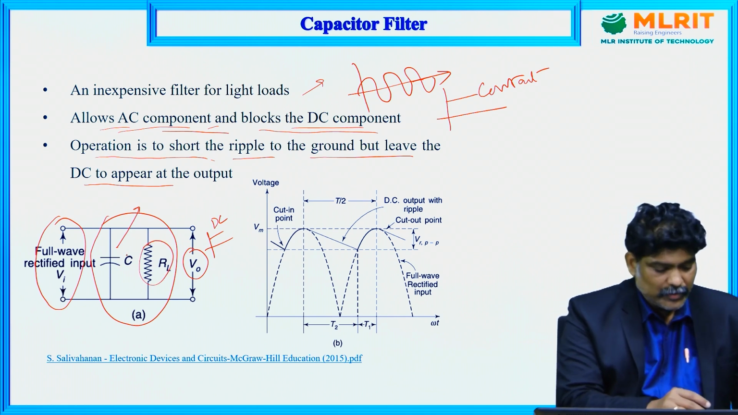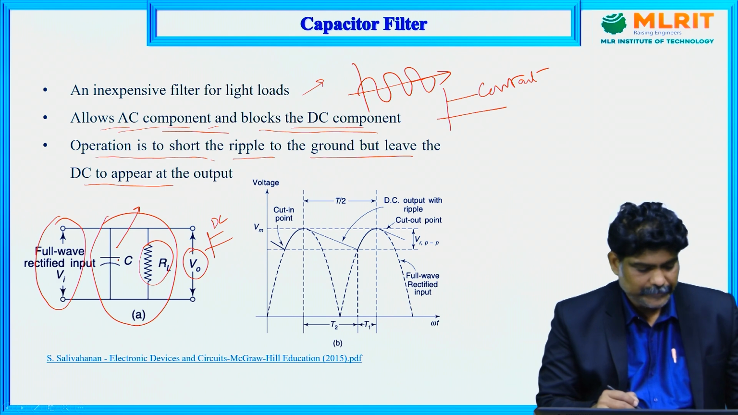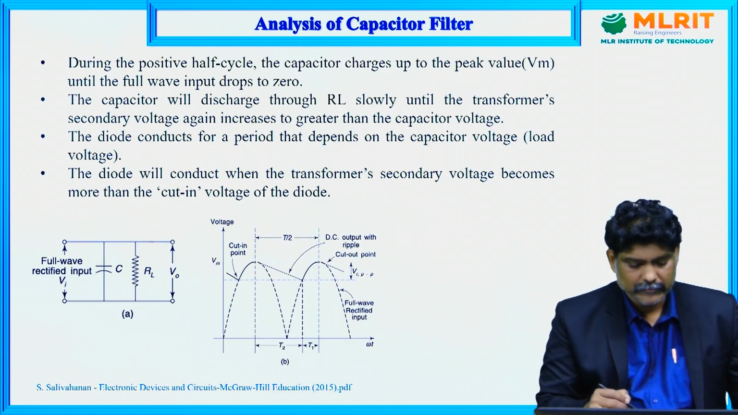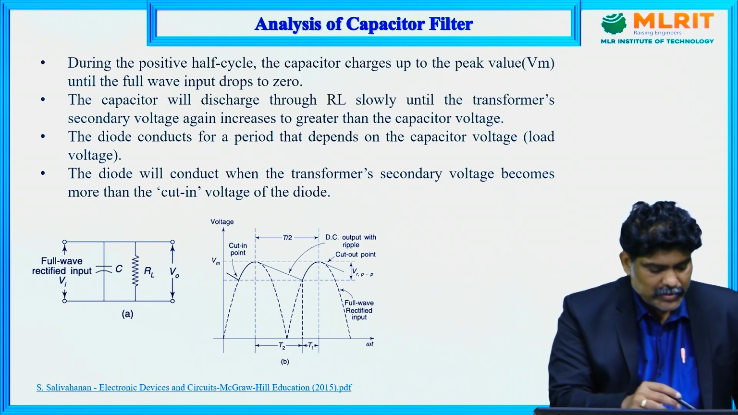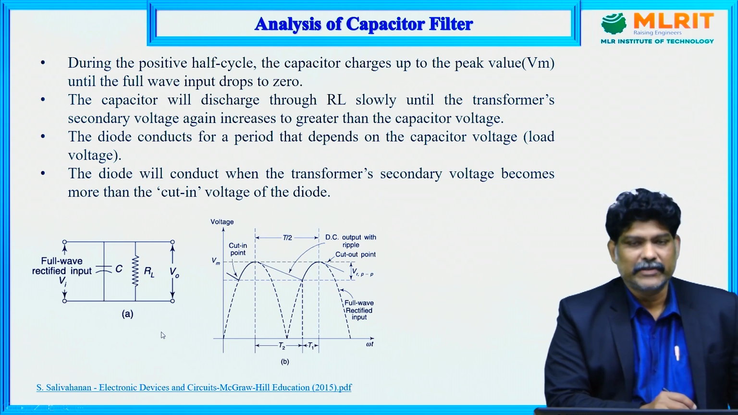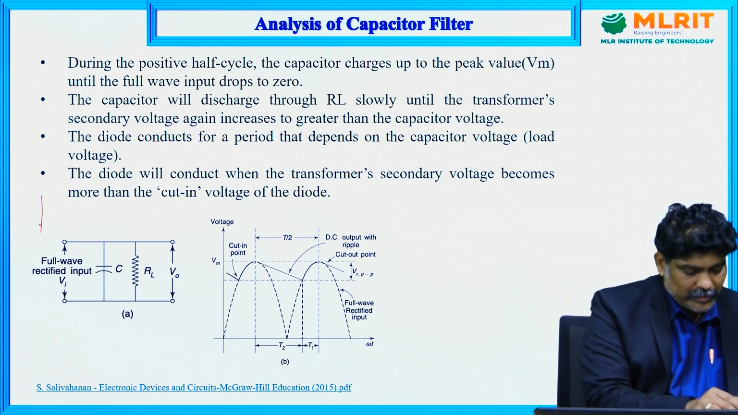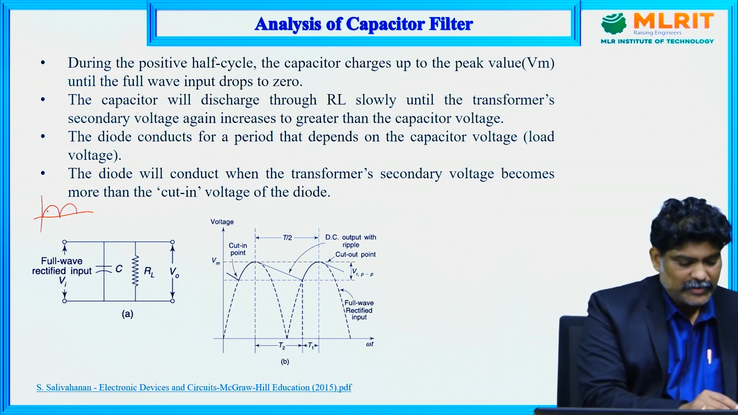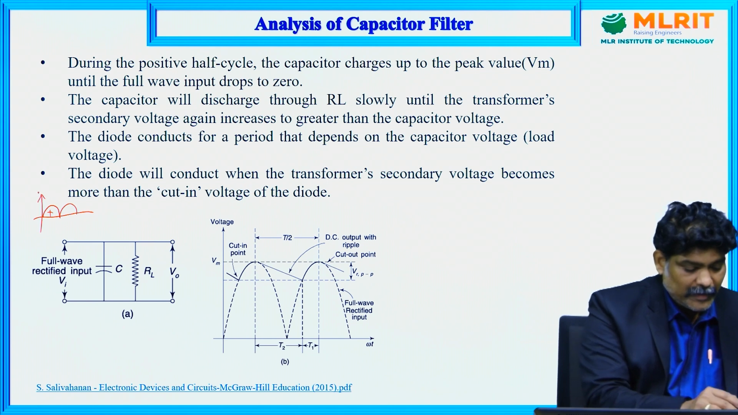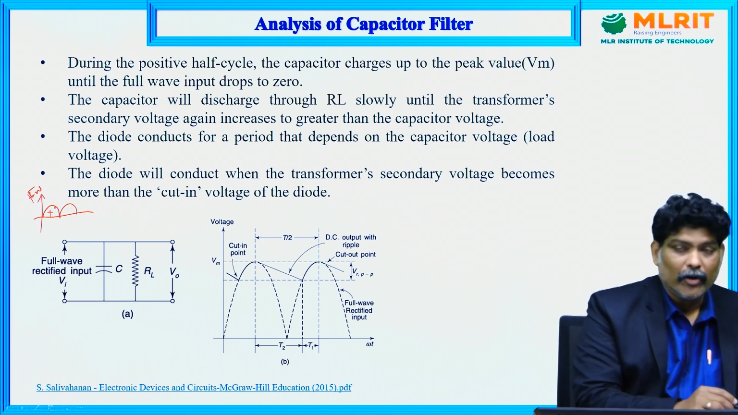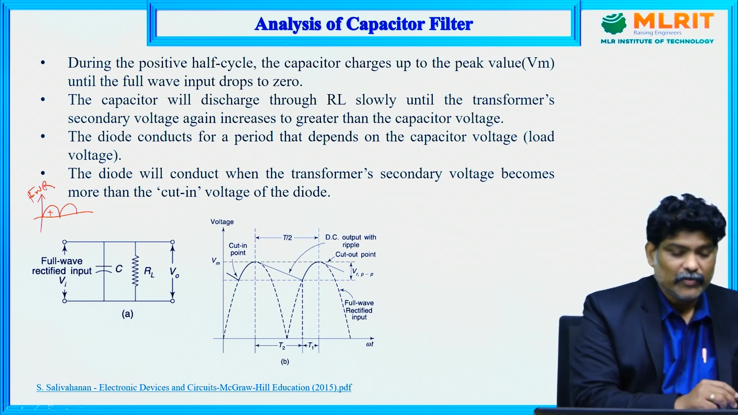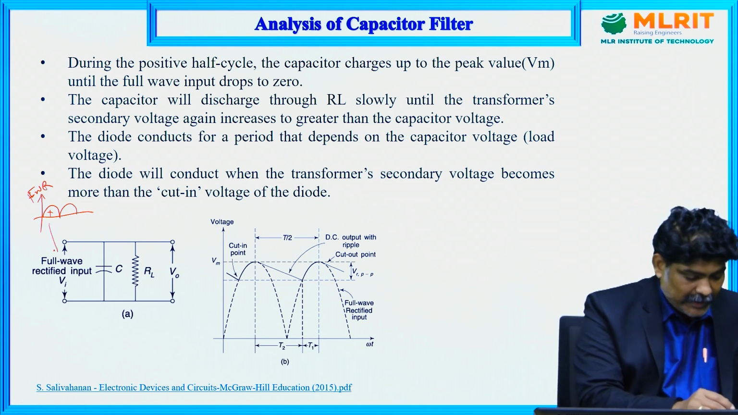So what is the basic operation? Let us see. During the positive half cycle of the input signal. What is the input signal here? This is your input signal. This is the positive half cycle and then the negative half cycle. This is the actual output of the rectifier, the full wave rectifier, and this is applied here.